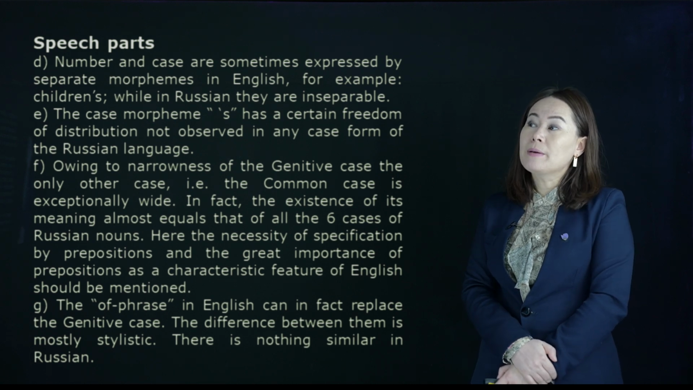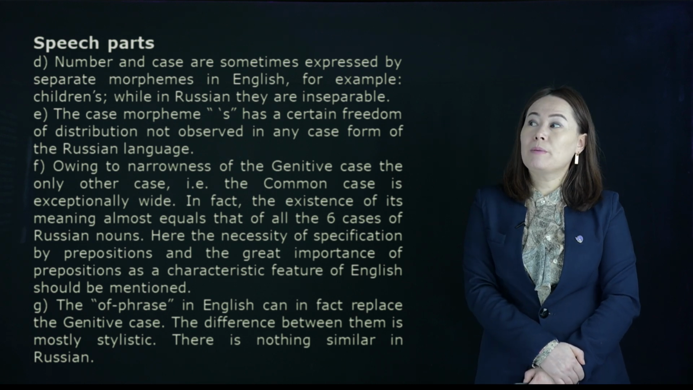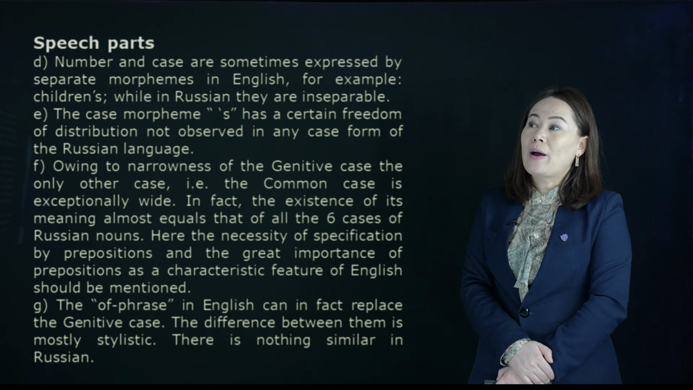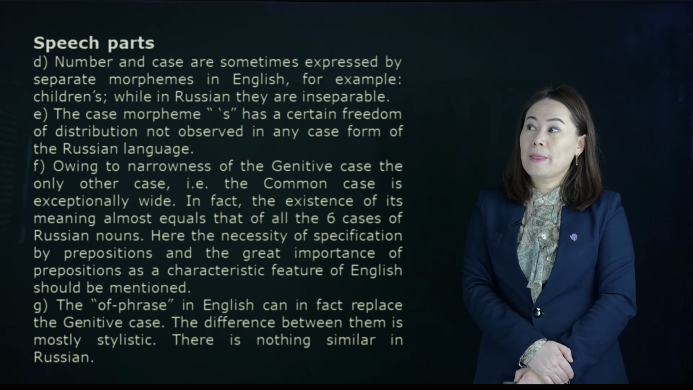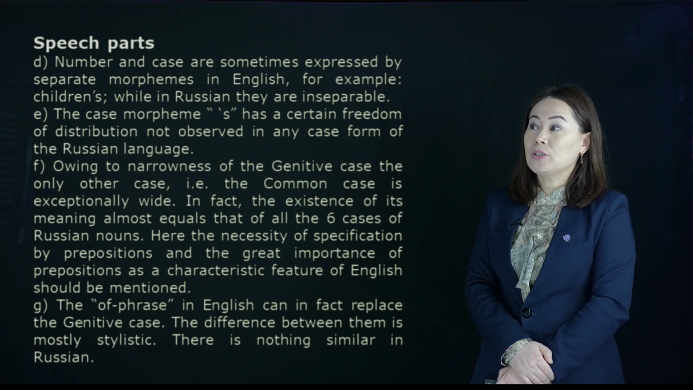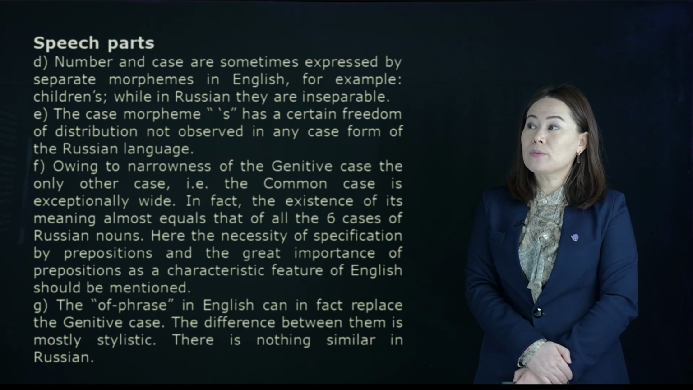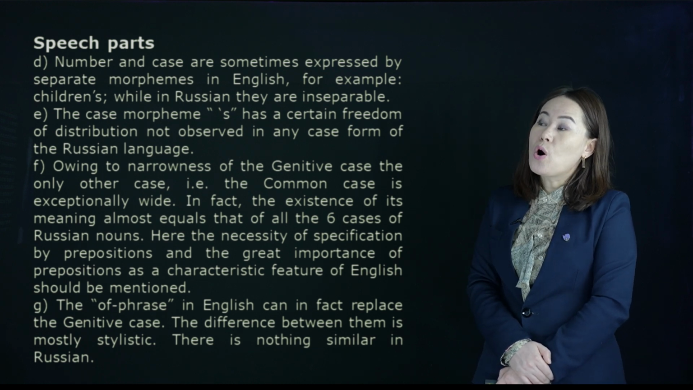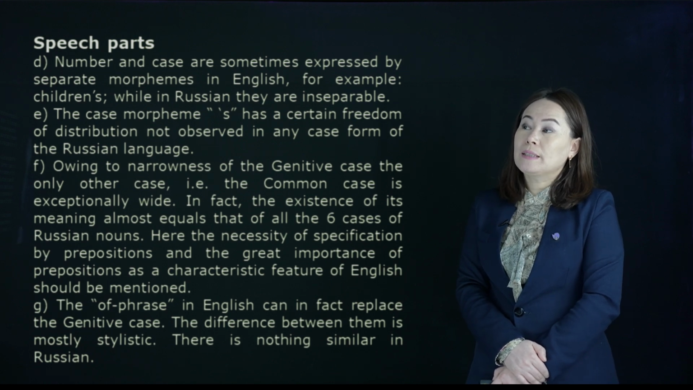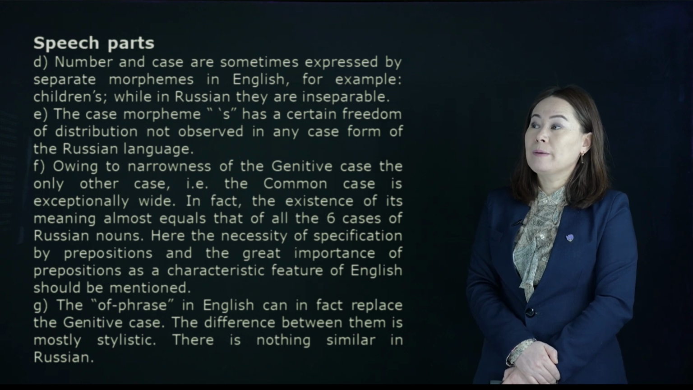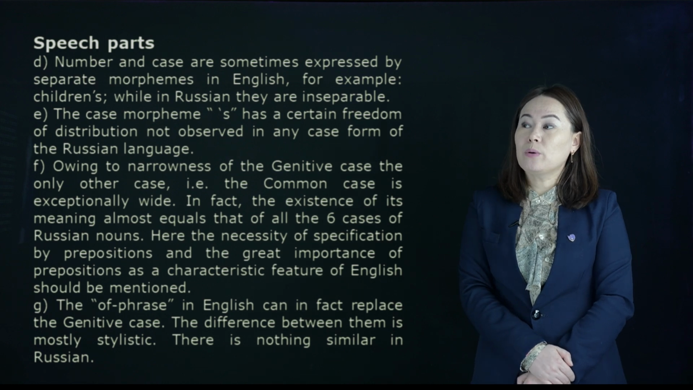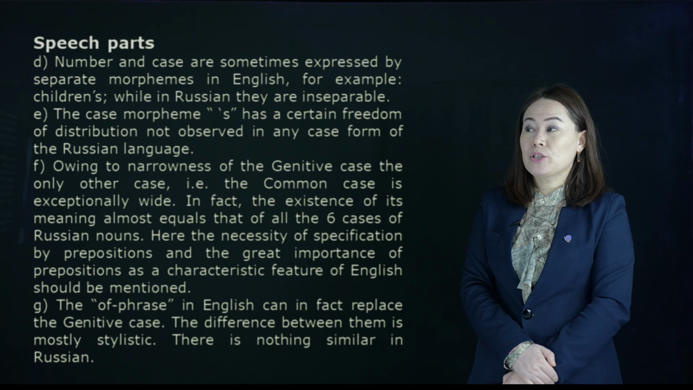Number and case are sometimes expressed by separate morphemes in English, for example, children's, while in Russian they are inseparable. The case morpheme -s has a certain freedom of distribution not observed in any case form of the Russian language. Owing to its narrowness, the genitive case is the only other case besides the common case, and is especially wide. In fact, the meanings of its existence are almost equal to that of all the 6 cases of Russian nouns.